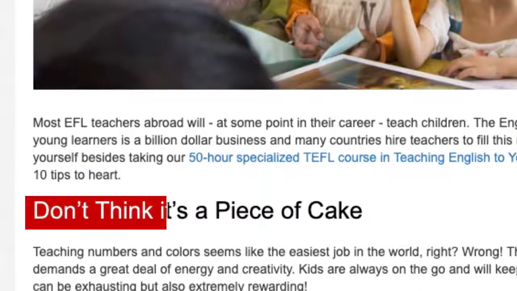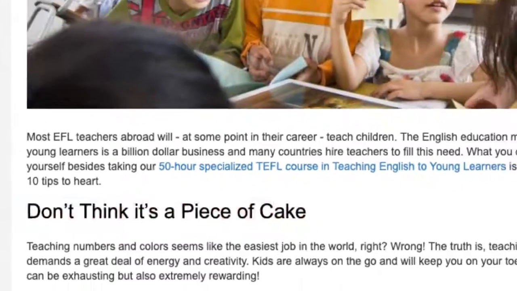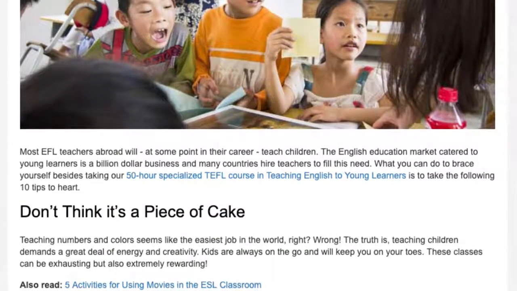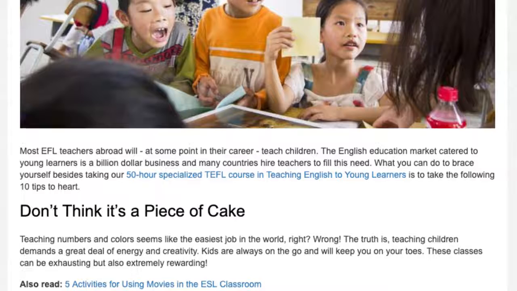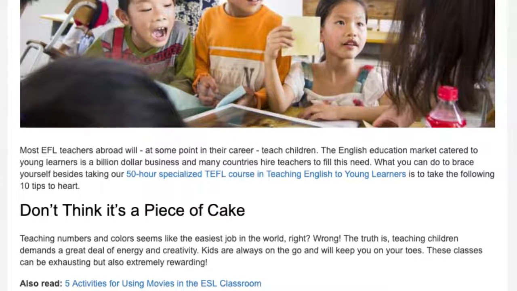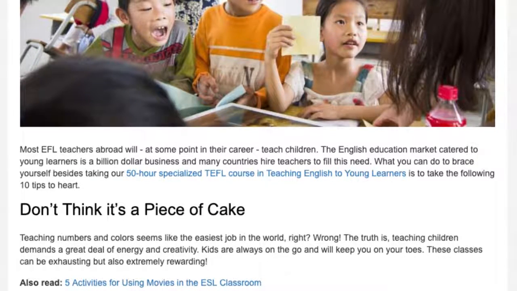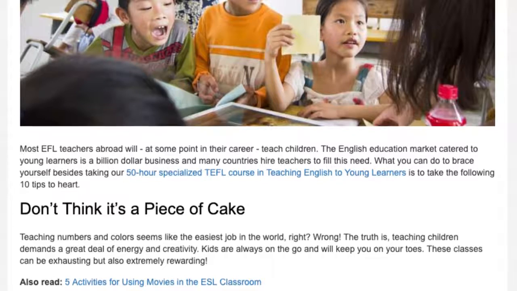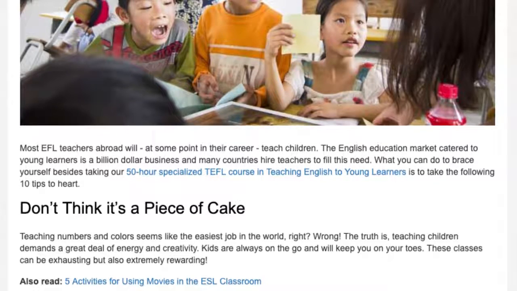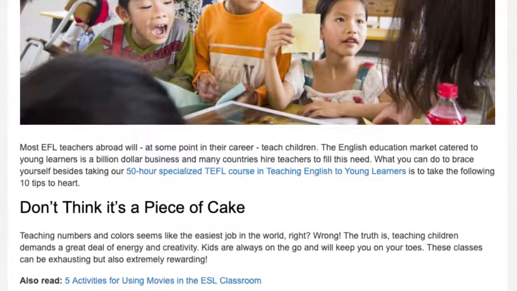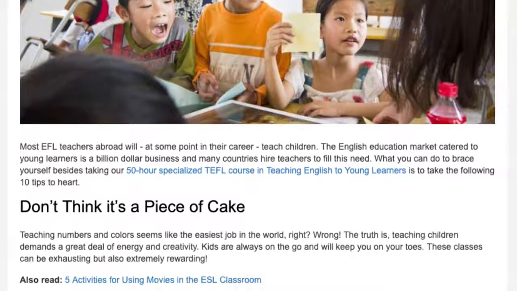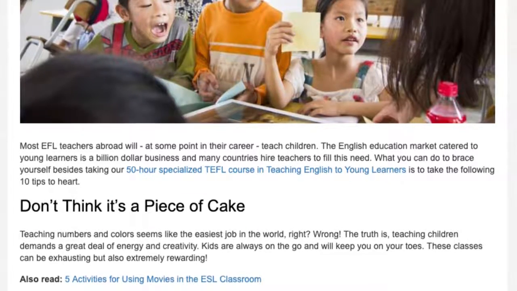Don't think it's a piece of cake. Teaching numbers and colors seems like the easiest job in the world, right? Wrong. The truth is, teaching children demands a great deal of energy and creativity. Kids are always on the go and will keep you on your toes. These classes can be exhausting, but also extremely rewarding.